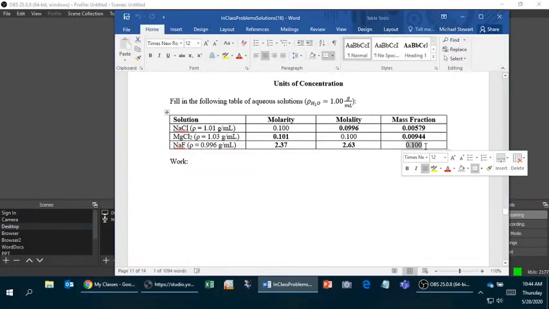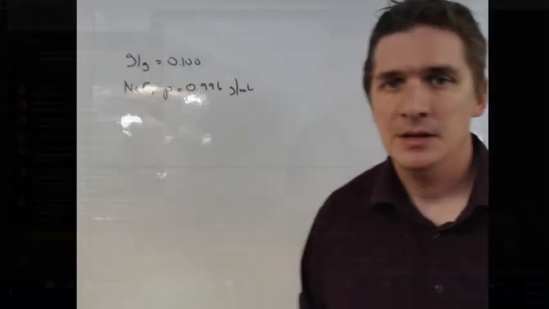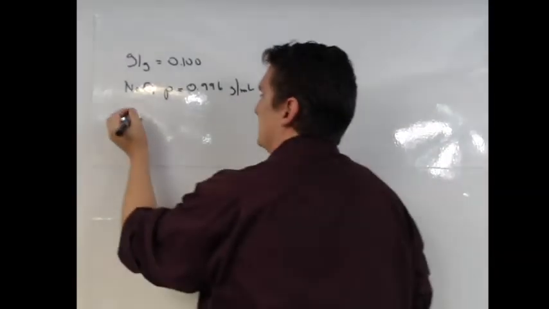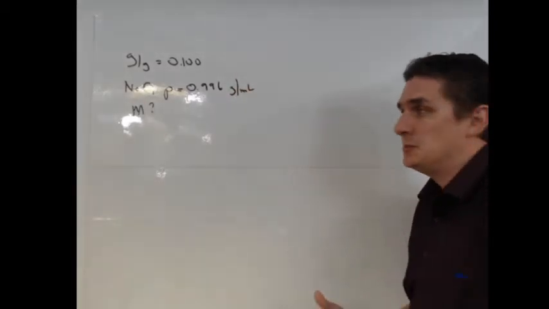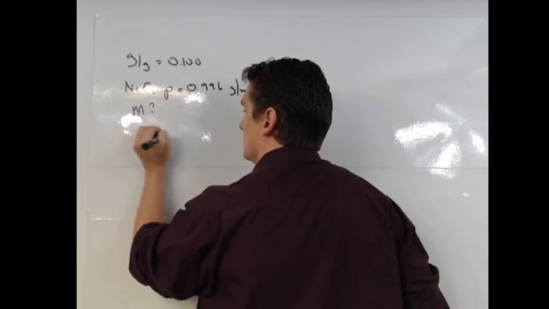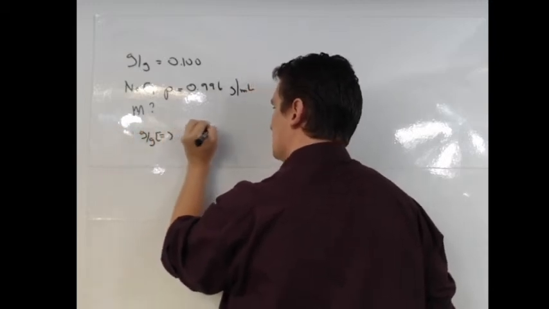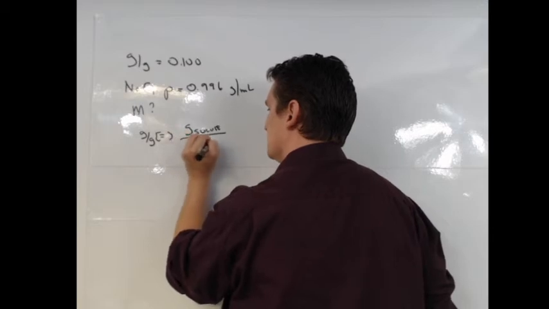Let's say you have a mass fraction of 0.100, and this is for a sodium fluoride solution whose density is 0.996 grams per mL. If you're given mass fraction and you're asked to find molarity, it's the same process as before: write out the units of what you're given. So mass fraction here is grams of solute per grams of solution.